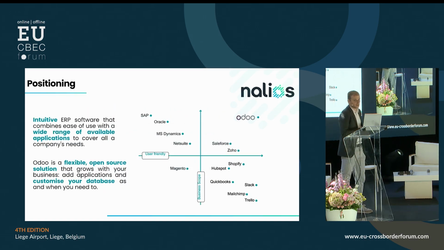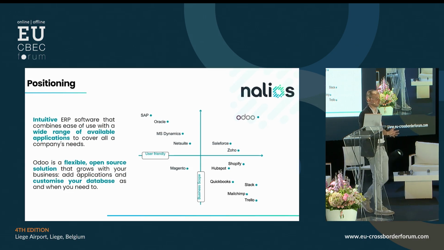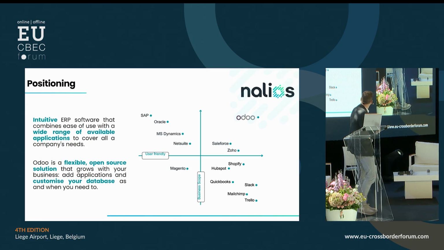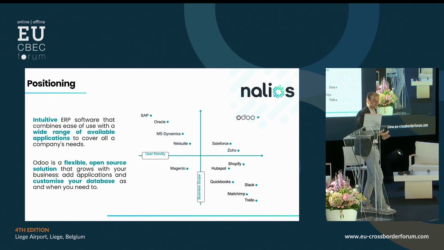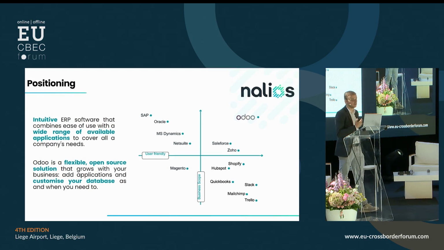Yes, the positioning of the solution, as you can see, you maybe know some of the applications there. The most famous is SAP, which is quite big because you can do a lot of things with the system, but it's not really user-friendly. We'll see later that the Odoo interface is quite friendly, so it's intuitive, it's easy to use. That's why Odoo is really high in this graph.